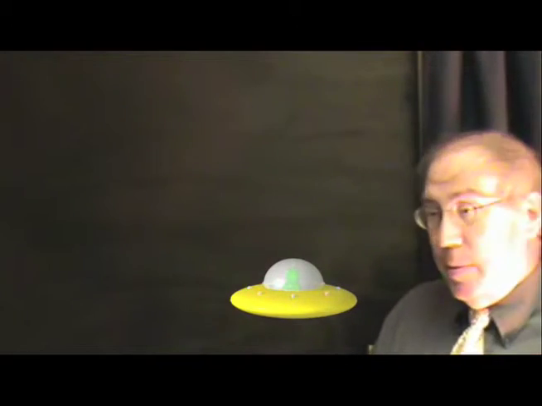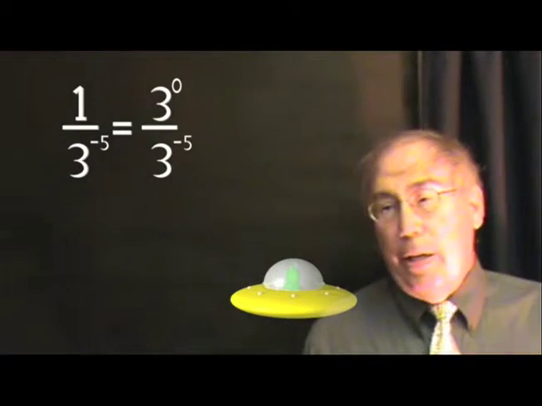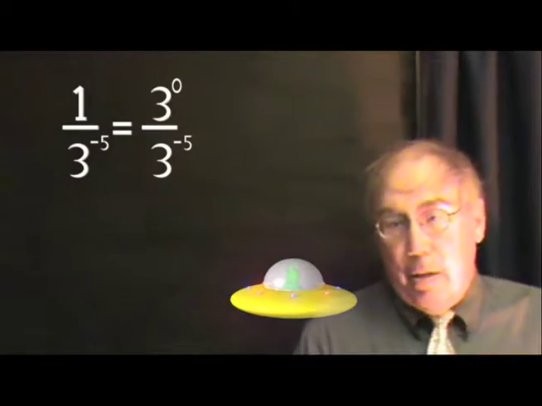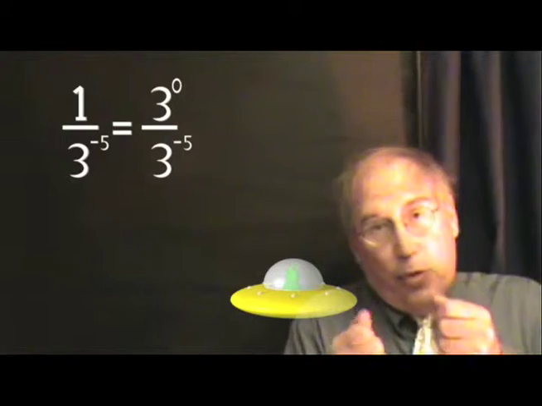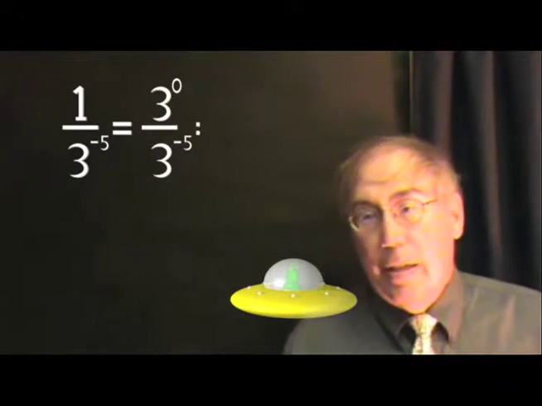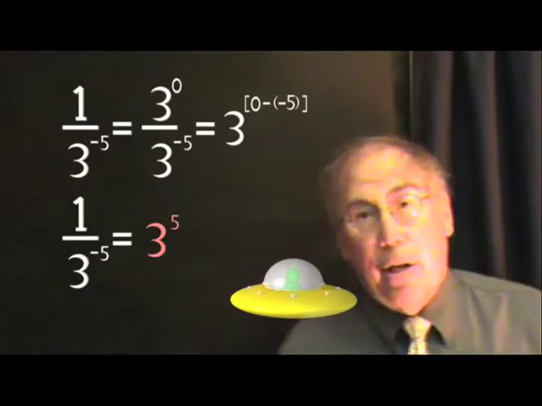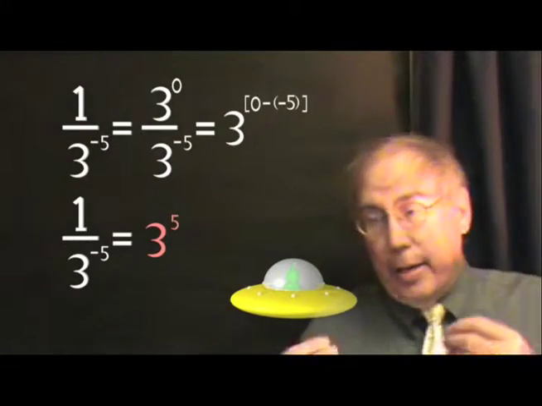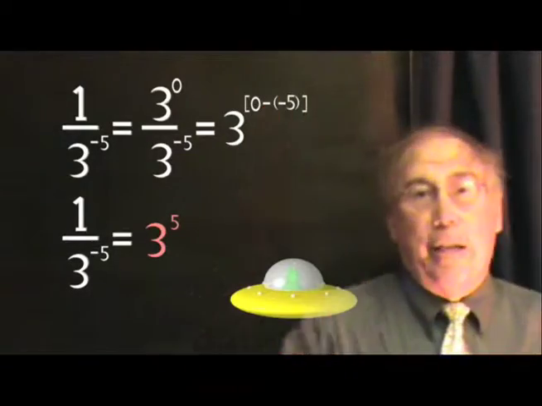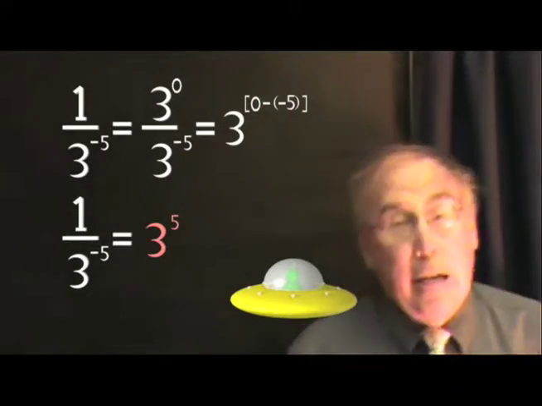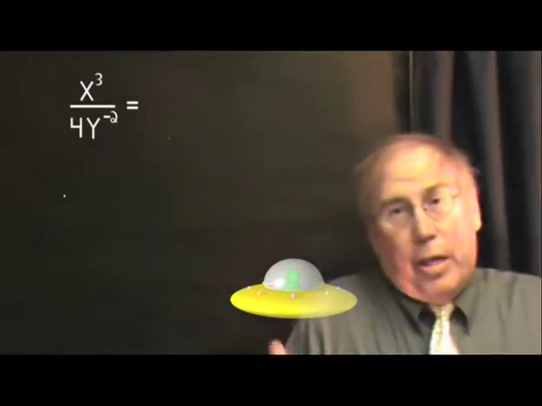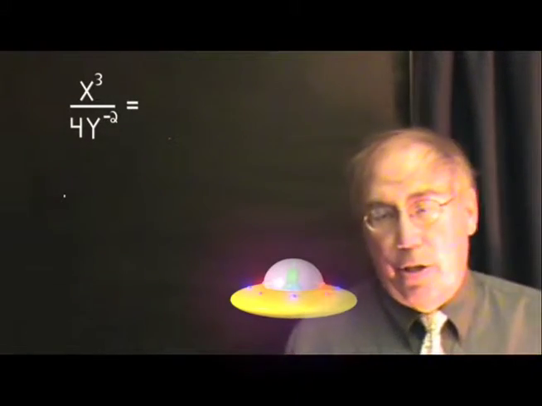Okay, next one. There. 1 over 3 to the negative 5. Now, we can think of the 1 as being 3 to the 0, and then we subtract our exponents. But we could have saved some time here by just moving the 3 to the negative 5 to the numerator and got 3 to the 5th. It works. It's a shortcut. It saves all the subtraction stuff.